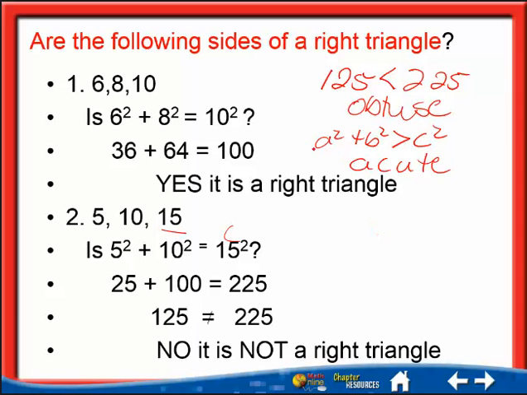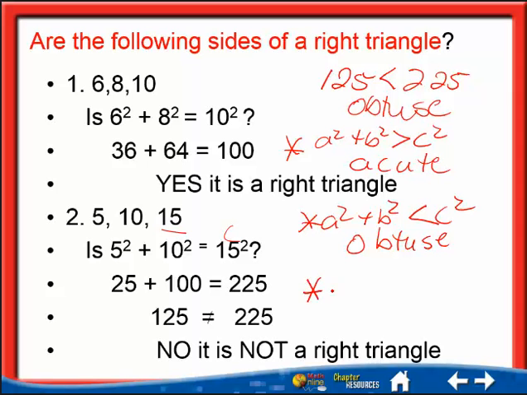Okay, so these are statements you need to know. Let me write this one generically. If a squared plus b squared is less than c squared, it's obtuse. If it's greater than c squared, it's acute. And then obviously, if it equals, it's right. Okay, so you need to know these rules. Greater than is acute, less than is obtuse, and equal to is right.